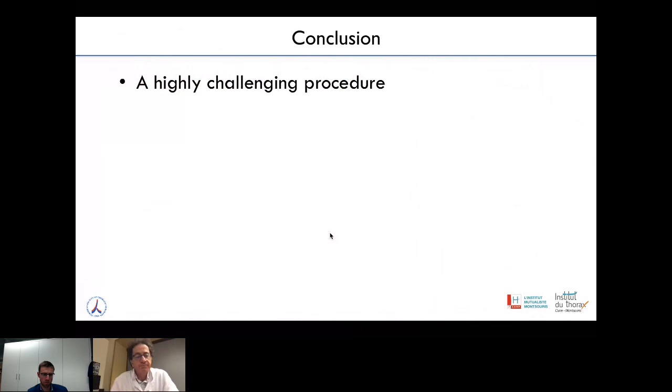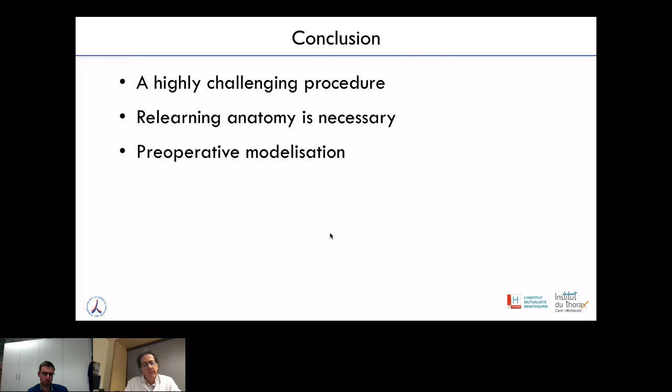So in conclusion, I would say that these thoracoscopic segmentectomies are a really challenging procedure, but I think it's very interesting for us to have a new challenge. It requires us to relearn the anatomy in depth, more in depth than we used to learn it before. Modelization is extremely helpful, especially for complex cases. I don't see really any other safe way than performing a tissue-based approach to detect all the variations.